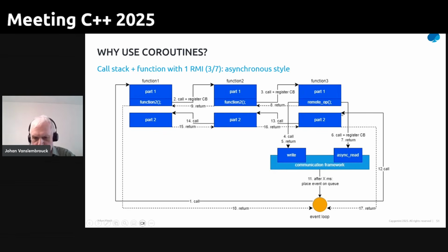So the part two flow is from right to left. Part two of function 3 is going to call part two of function 2. This is going to call part two of function 1, and then we're going to return to the event loop by here.